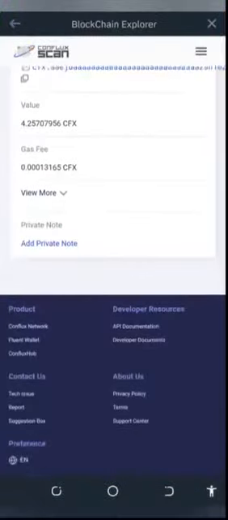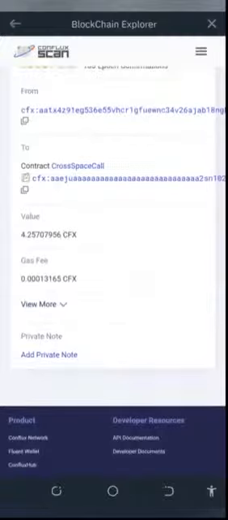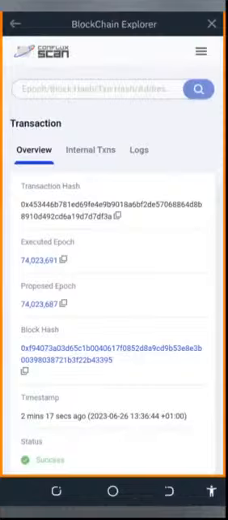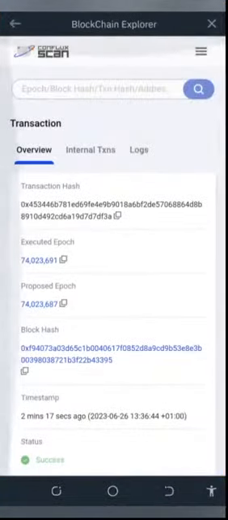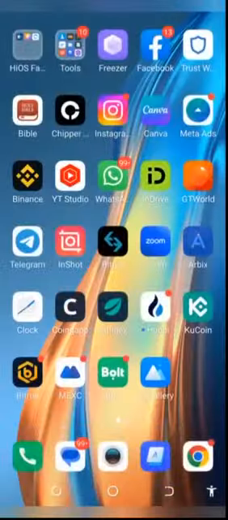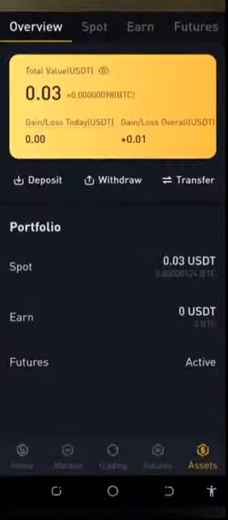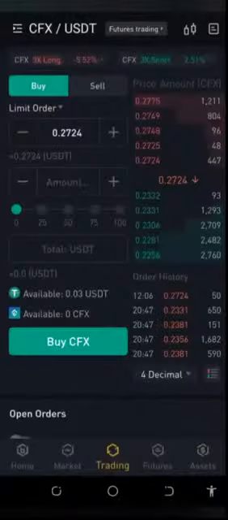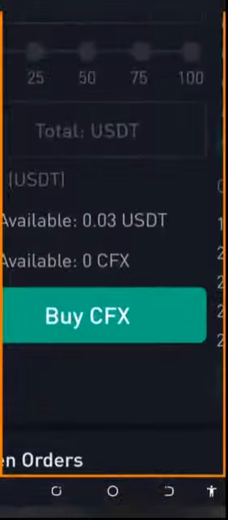So we can see that it's 4.257 CFX, because don't forget it has to take its own trading fee. Everything is here. Okay, so it's telling me that it's success. We just have to wait a bit to see when it will land in Buy True. Right now, it's still not yet here. Still 3 cents.